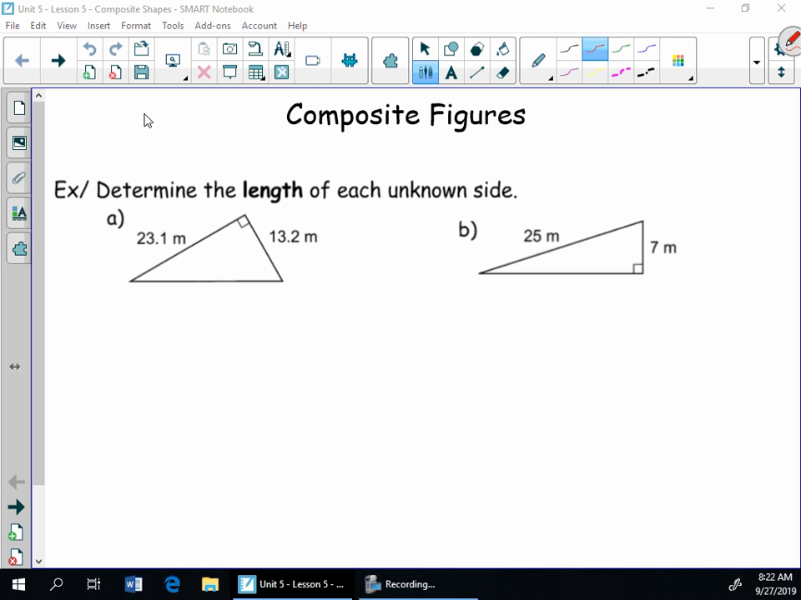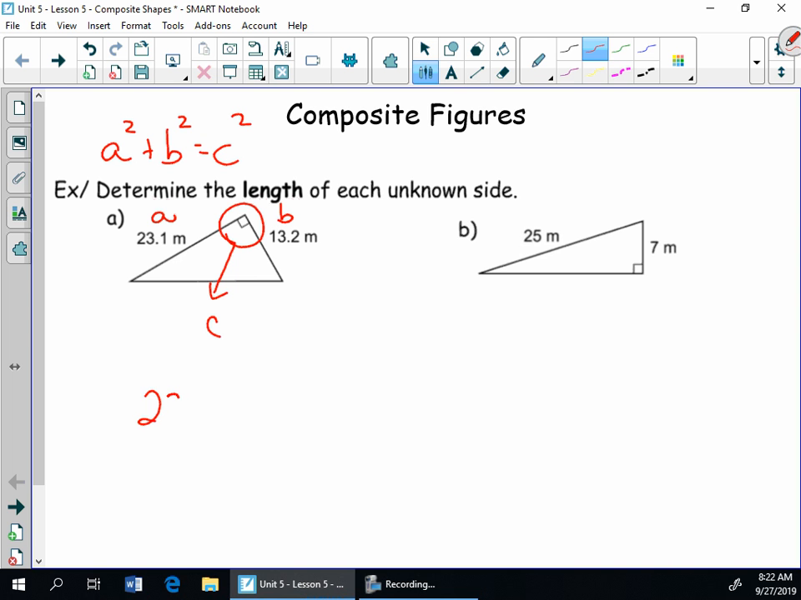So just quick reminders of Pythagoras, how it works. Okay, we have a right angle triangle, we know it's Pythagoras. We find the right angle, we know the side across from it is side C. That's the one that matters most. Here's my A and my B. Our formula, A squared plus B squared is C squared. So in this case, 23.1 squared plus 13.2 squared equals C squared.